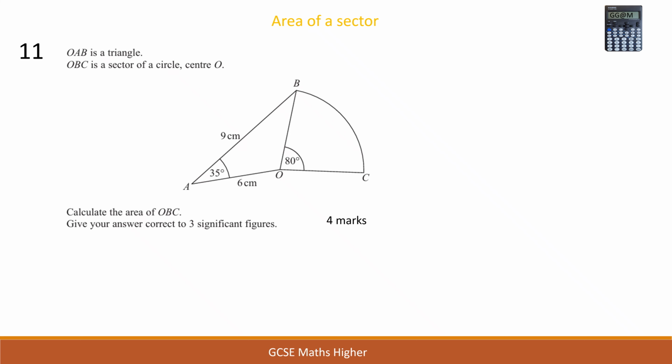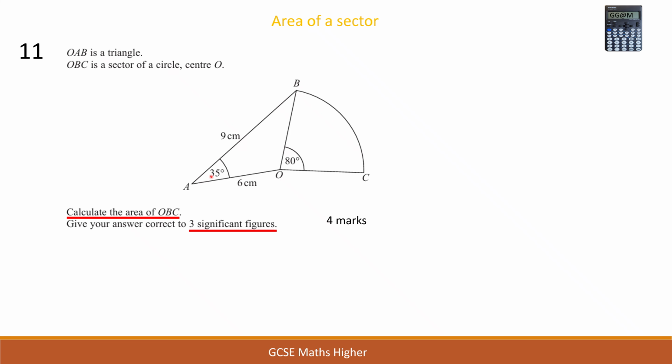Fantastic. So hopefully you've managed to have a little try at this question before I went through it. So your keywords in the question are you've got to work out the area of O to B to C, which is this sector here on the end. And you've got to give your answer to 3 significant figures, which means 3 digits which are not 0.